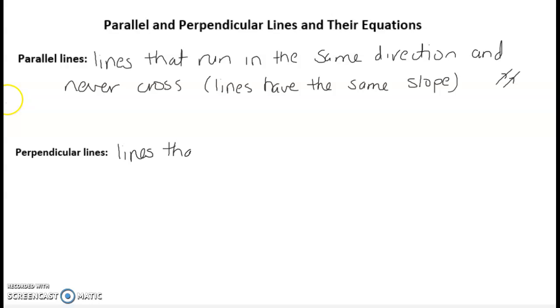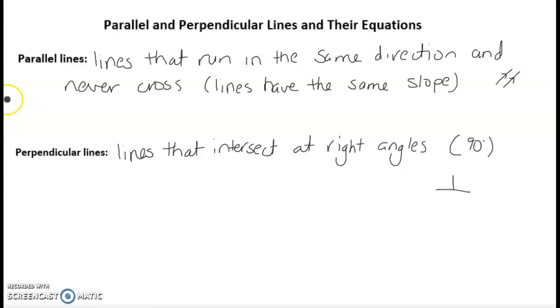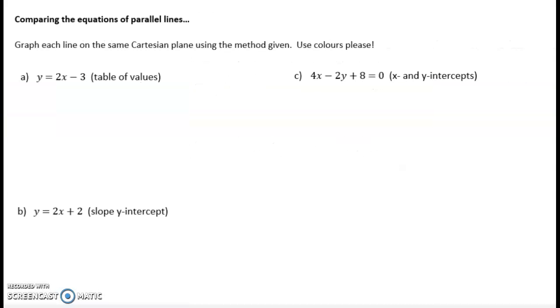So lines that intersect at right angles. So that means at the 90 degrees. So it'd be like boom. Okay, so let's do some examples.